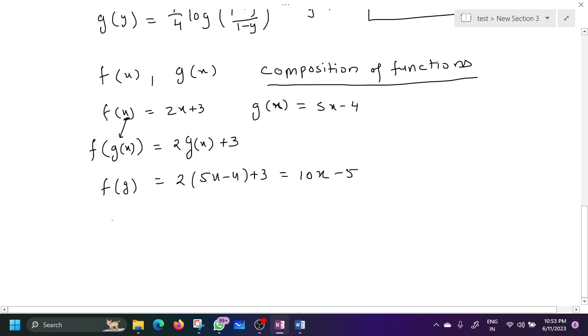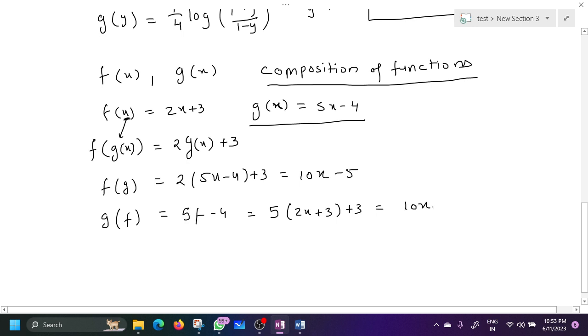g is inside f. What if we do f inside of g? So in this g function we are putting f inside of it. So we get 5f minus 4. Wherever x is written, now you have to write f. f is a function, so this will become 5 times 2x plus 3, and then minus 4. So this will give you 10x plus 15 minus 4, which is 10x plus 11.